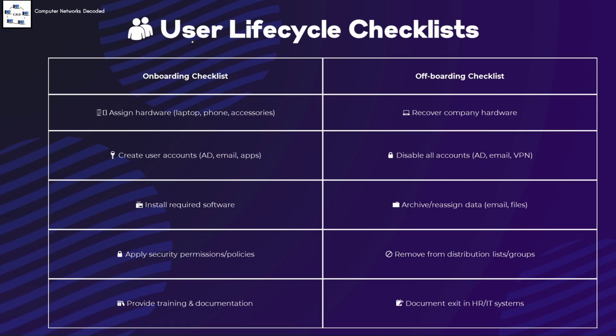So again, this is a table for the user life cycle checklist. As we studied, for onboarding, the checklist may include assigning the hardware to the user. The hardware may include the laptop, phone, and some other accessories, creating the user account, installing required software for the user, applying security permissions and policies related to that user, and providing training and documentation to the user.